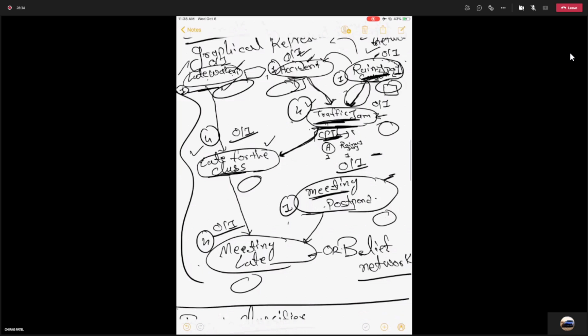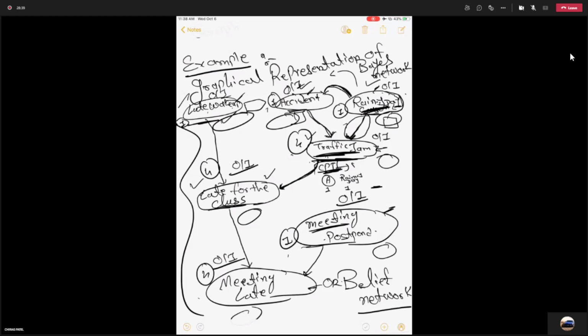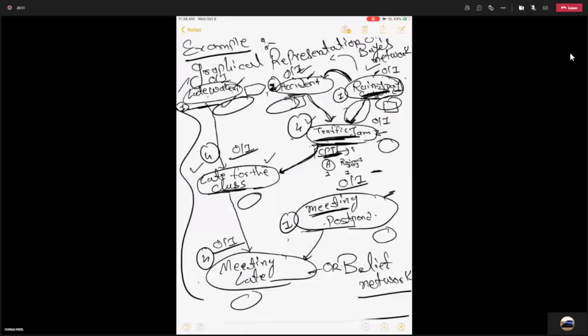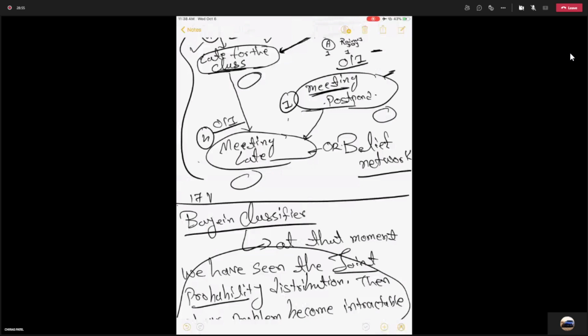Okay, not 16. It means we have a link from here to here also. If there is a rainy day, it may change the chances, so it also has a parent. So it's calculating two values, not a single value over here, right? So the total is 4 plus 4 plus 4, 12, 13, 14, 15, 16, 17. We are calculating 17 probability values in this Bayes network.